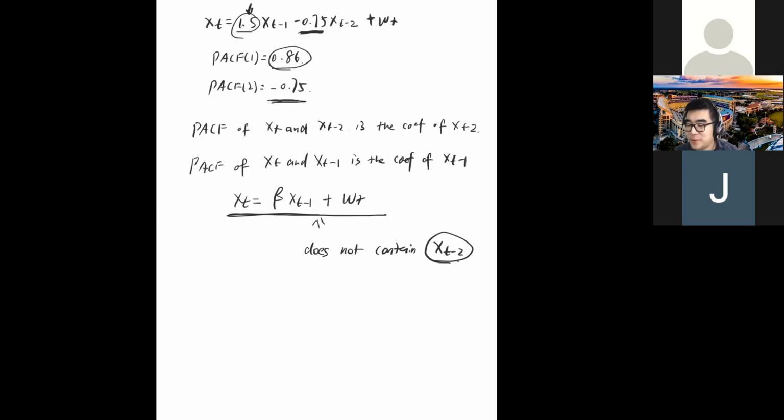That's not the thing we want for the conditional autocorrelation between xt and xt minus 1. So the first regression is only informative of PACF2, which is the autocorrelation between xt and xt minus 2 conditioned on xt minus 1. That's the difference, and that's why 0.86 is different from 1.5. However, if you just run the simple regression, then the beta you get has to be 0.86. You can generate data by yourself and make sure that you get this.